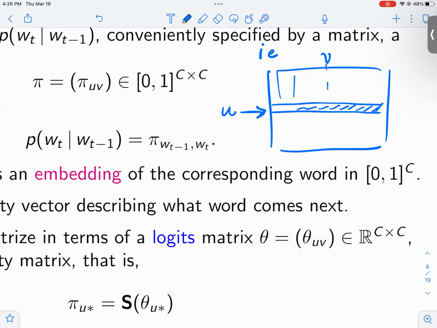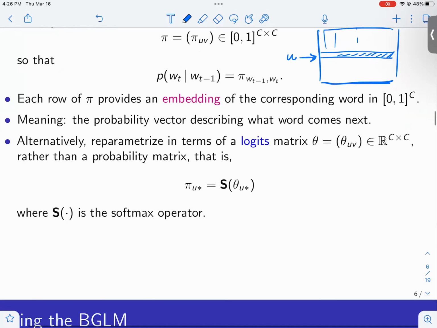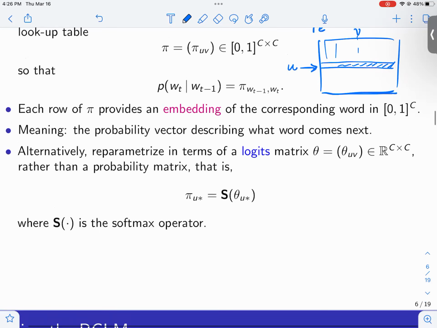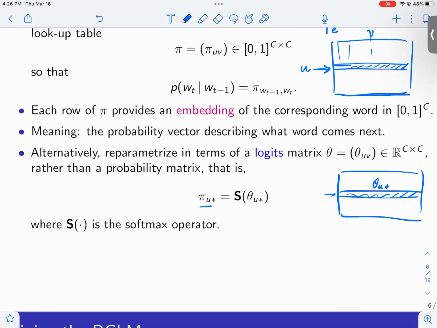This idea of embedding things in real valued spaces is prevalent in deep learning and also machine learning. So that gives you an embedding, and this is an embedding table. Alternatively, I can look at logits. Instead of looking at the probability vector, it's easier to look at theta, which I write as theta_U*, and then pass it through a softmax operation to get the probability. So pi of U star, that row, is the softmax of theta U star.